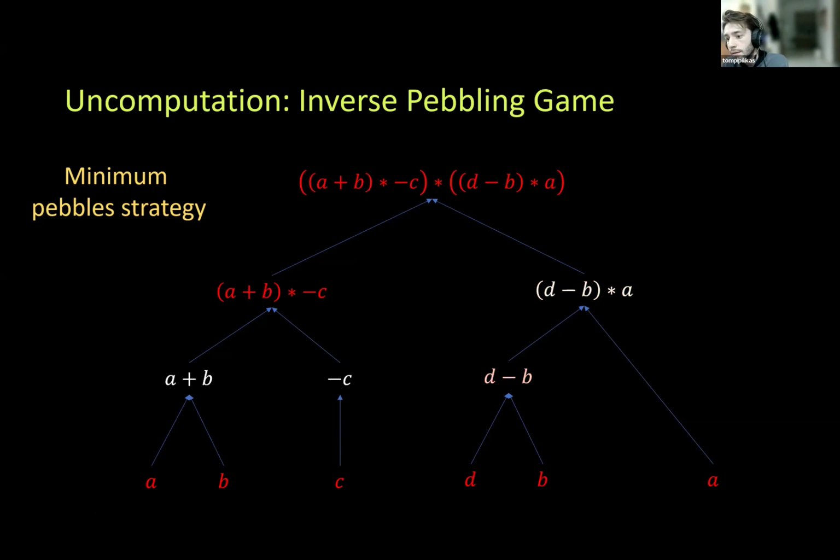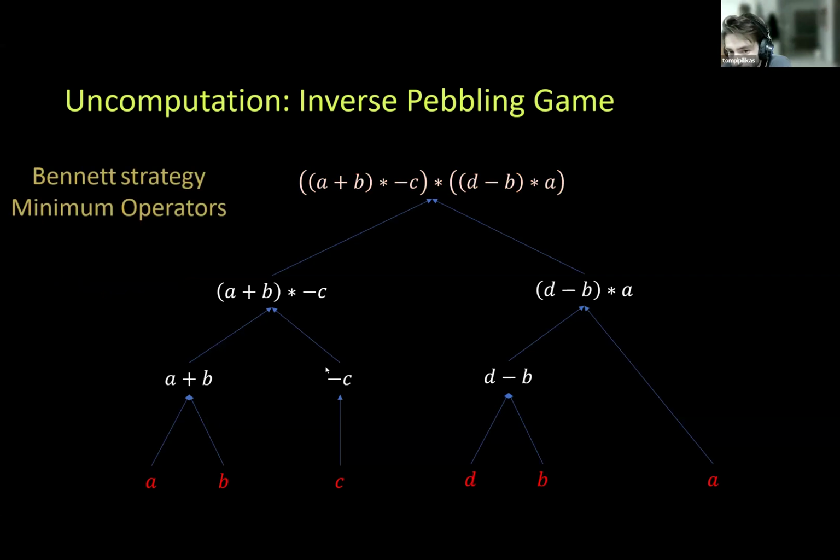Then we unpebble the right part. In order to unpebble (A plus B) multiplied by (minus C), we have to pebble first its children, and then we unpebble the rest of the tree. So in this strategy, we used 4 pebbles, that is 4 concurrent temporary results. But we also used 15 operators, because we computed and uncomputed those 2 operators 2 times.